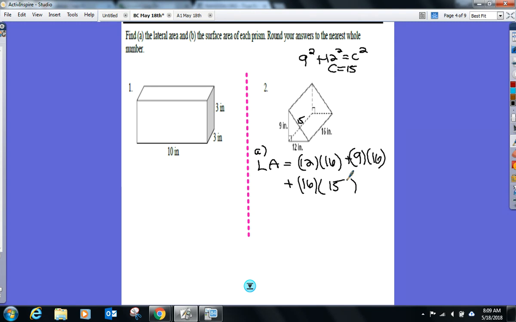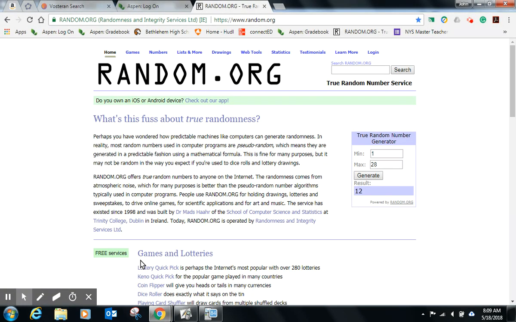Lateral area. Take away the bases, add up all the remaining faces. So the lateral area for this one, let's see who's on their game if I even have to say anything. 24.